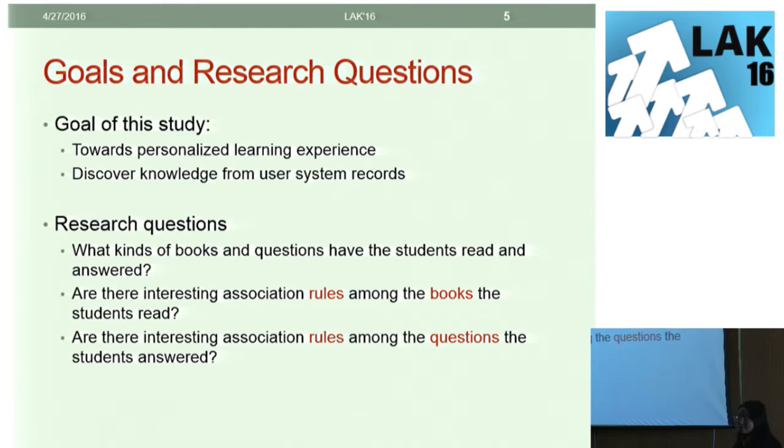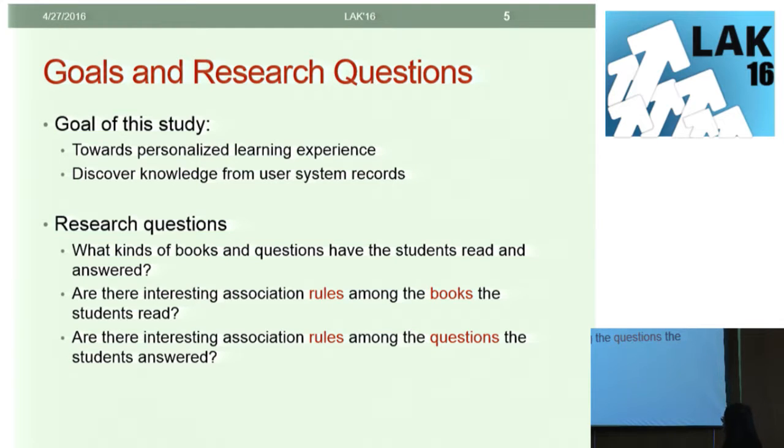And now this is our work. We just set out with the goal. We wanted to be able to mine some rules that we can use to recommend the books or the questions to the users. And the secondary goal is to look at the system records, the user interaction records, to discover some knowledge, to know how the students are doing.